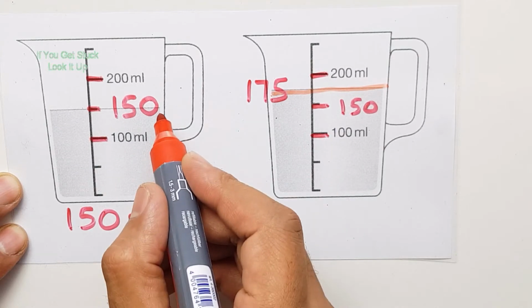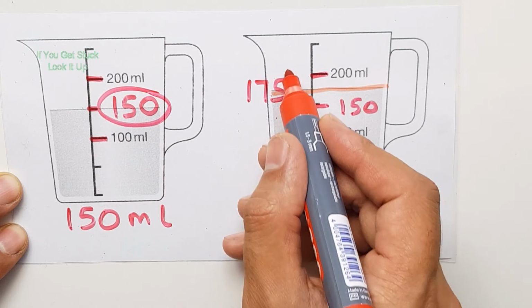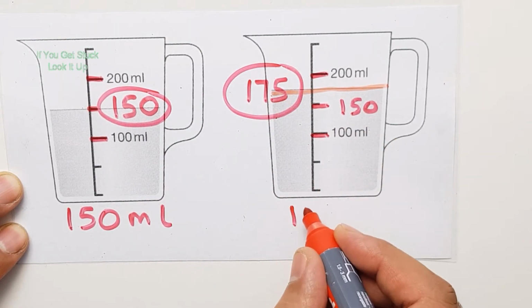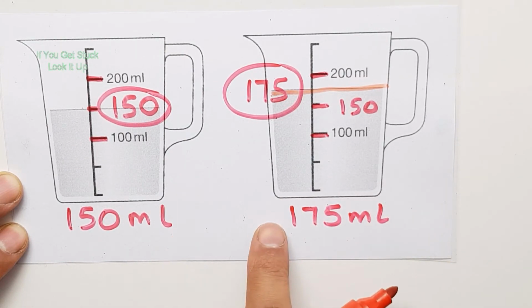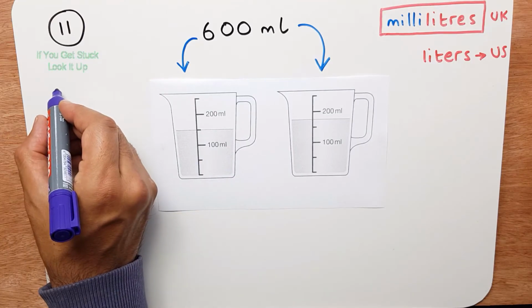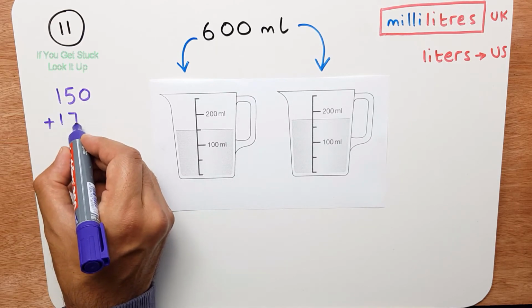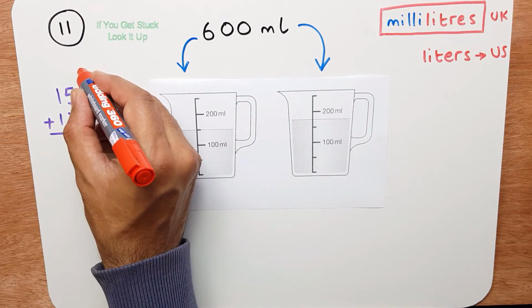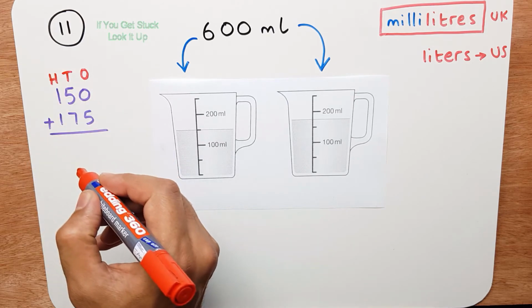So Stefan has added 150 milliliters in this jug and 175 milliliters in this jug. So let's write that down, 175 milliliters. So now we need to add these two because in total Stefan has added these two. 150 add 175. So that's the ones column, that's the tens column, and that is the hundreds column.